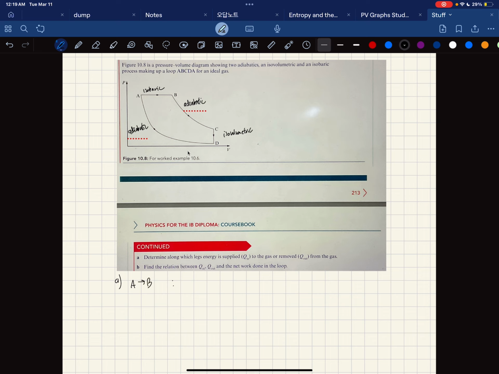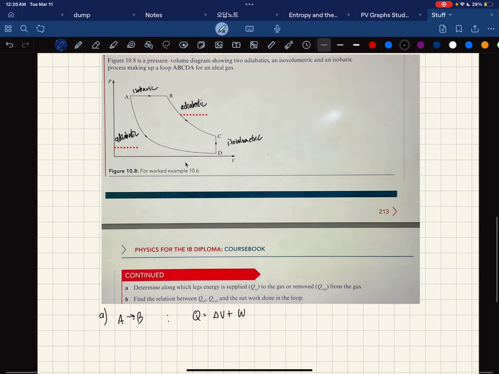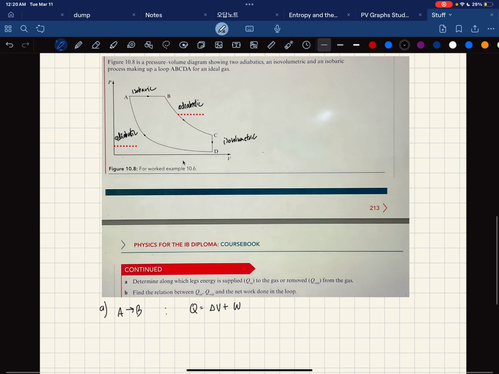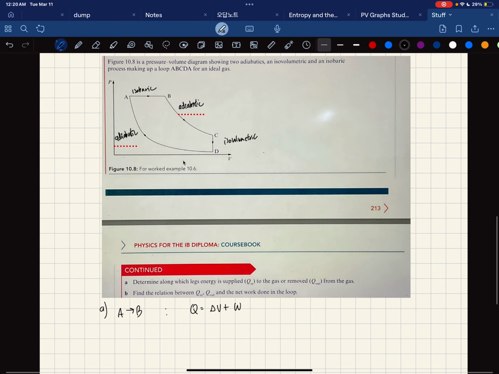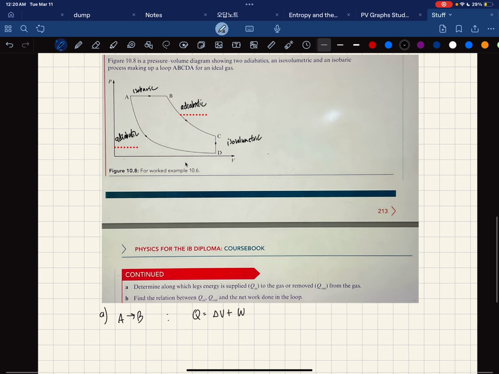Okay, so from the first law of thermodynamics, we know that Q, aka heat transferred, is change in internal energy plus work done. For this, right now we don't really have to calculate anything numerically, but we just have to know what the signs are. So whether Q is negative or positive to determine if energy is supplied or removed from the gas.